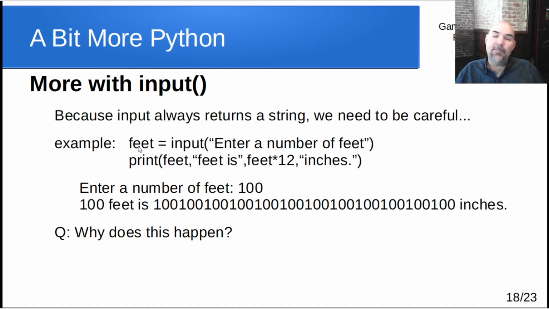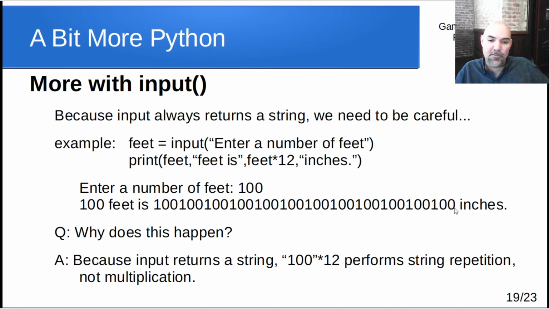And because that came in as a string, that means when it goes to show all of that, and we do this multiplication, that's doing string repetition. So we're taking the string 100 and multiplying it by 12, which now we're going to get 1, 2, 3, 4, 5, 6, 7, 8, 9, 10, 11, 12 of those all run together. So why does that happen? Because that input returns a string, and the string 100 times 12 performs string repetition, concatenating 100 with itself a total of 12 times, rather than doing multiplication of 100.